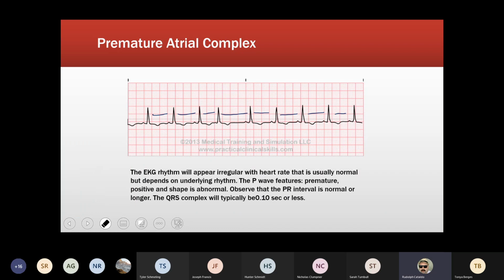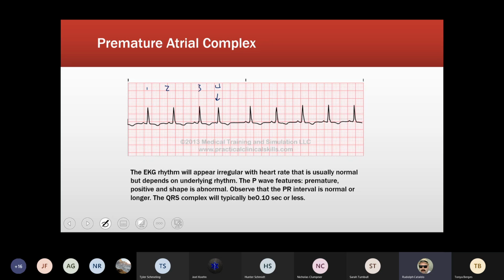Can you tell me which beat is sooner than what it should be? Just count from the left and tell me which one you think. Fourth one. So 1, 2, 3, fourth beat. And that's exactly right. That beat fired earlier than it should for some reason. And it still has a P wave. So that is what we would classify as a premature atrial complex.